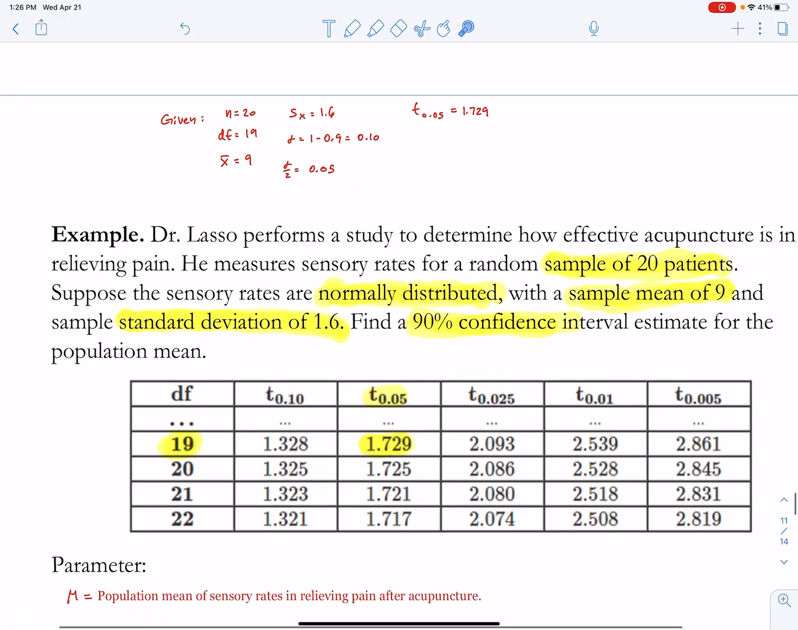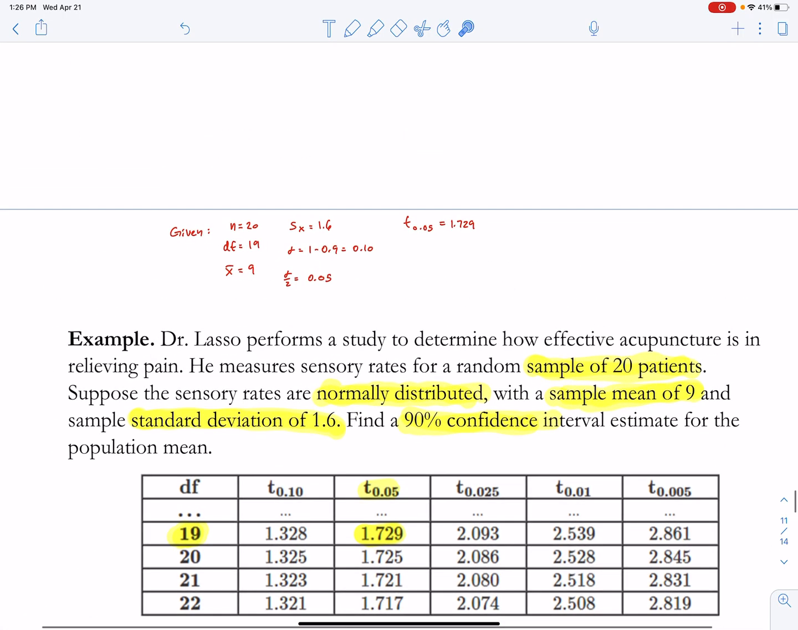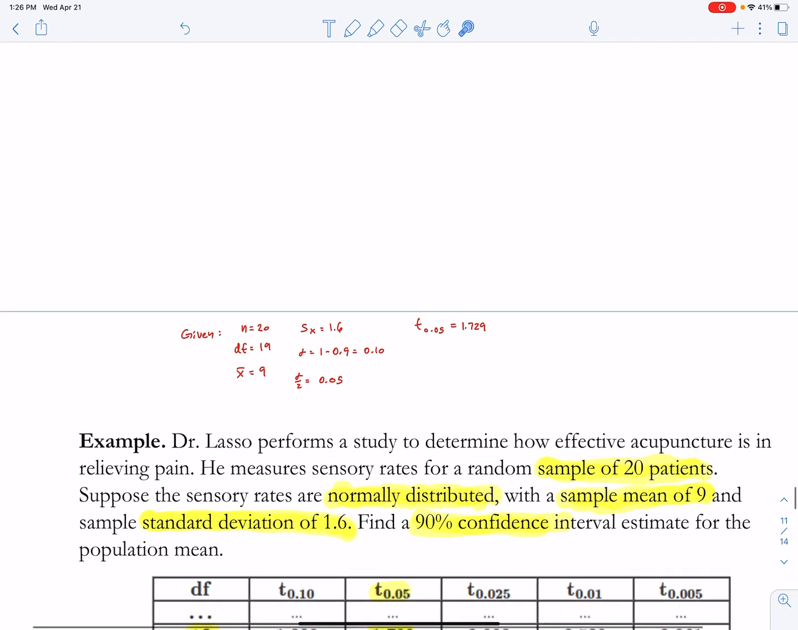Okay, let's move on to another one. So here, we're going to do the same thing. We're going to write our givens up at top based on what example is being given in the information that's being shown. But it says, Dr. Lasso performs a study to determine how effective acupuncture is in relieving pain. He measures sensory rates for a random sample of 20 patients. Suppose the sensory rates are normally distributed with a sample mean of 9 and a sample standard deviation of 1.6. The confidence level is 90%. Perfect. That's all we're going to need for now.